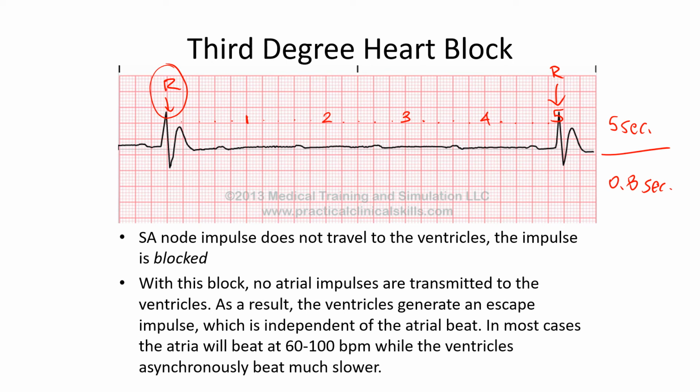The SA node impulse does not travel to the ventricles. The impulse may be blocked. It may be blocked at the AV node. It may be blocked at the bundle branches. As a result, the ventricles use an escape impulse, which is independent of the atrial beat. So this is going to produce a heart rate that's much slower than 75 beats per minute.